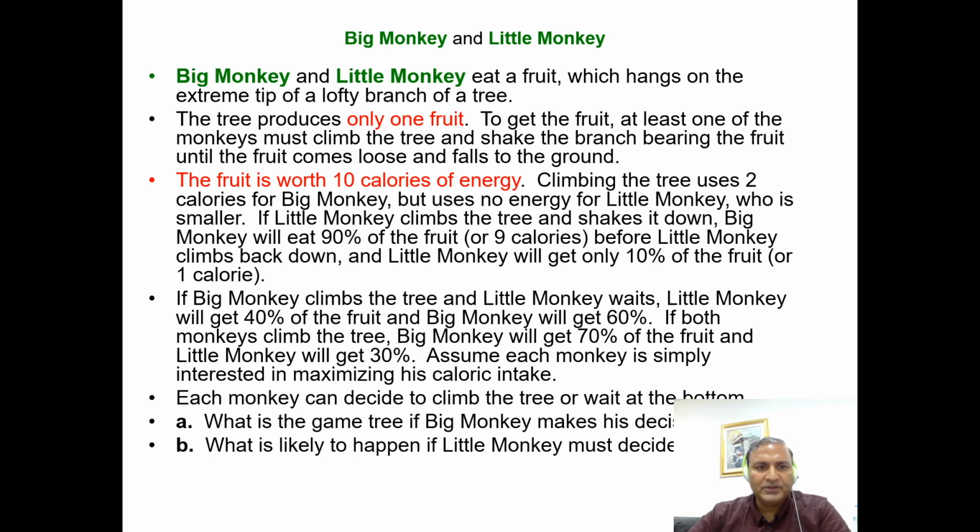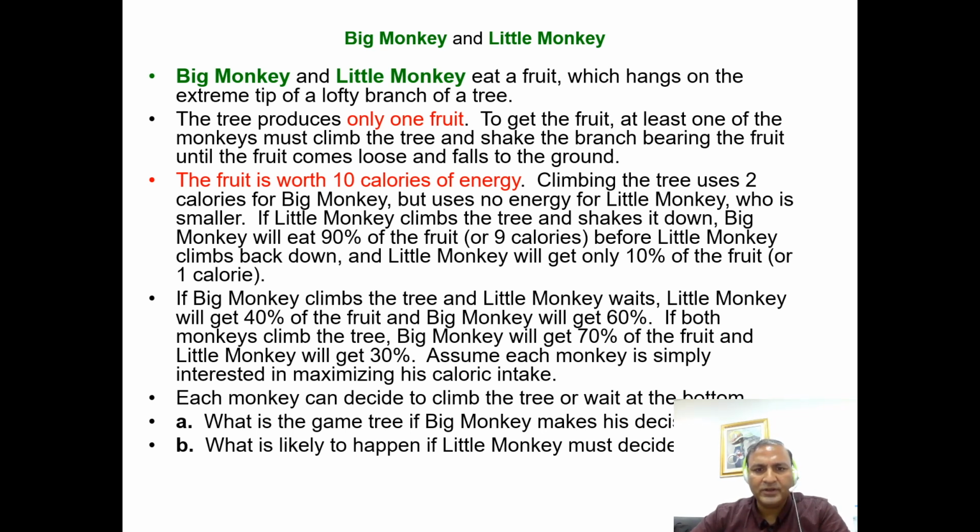And in another situation, if the big monkey decides to climb up on the tree, and then again before he comes down, the little monkey will eat 40% of the fruit. In that case, his calories will be 4, and the big monkey will eat the remaining 60%, so his calorie intake will be equal to 6. And then another situation could be that both of these monkeys decide to go up on the tree, and in this case the big monkey will get 70% of the fruit, and the little monkey will get 30% of the fruit.